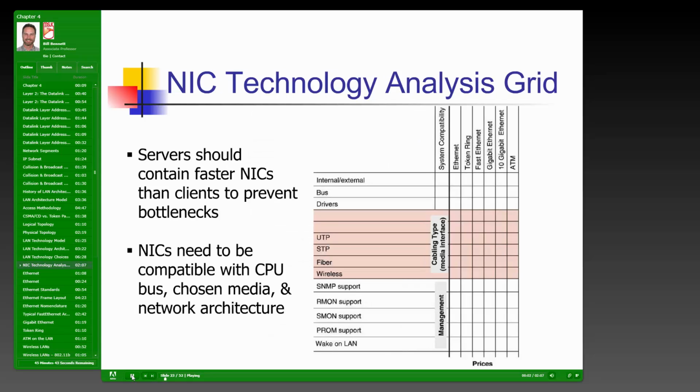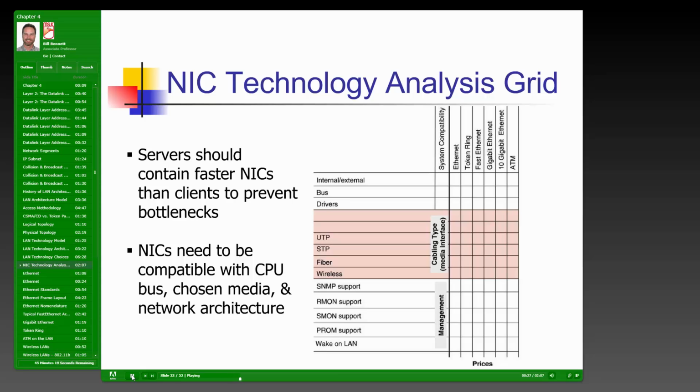So here we have a NIC technology analysis grid. This would be a good form to use when you're considering the purchase of your network interfaces that will be utilized in the equipment in your network. A couple of points over here on the left. Servers should contain faster NICs than the clients do, to prevent bottlenecks. And NICs need to be compatible with the CPU bus.